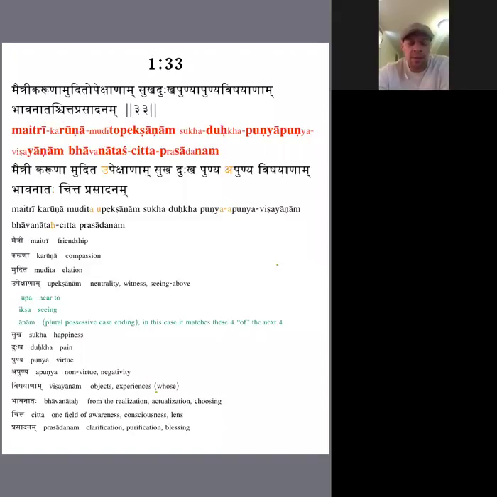Om. Maitri Karuna Mudito Piksha Anam. Sukha Duhkha Punya Apunya Vishayanam Bhavanata Chitta Prasadanam.